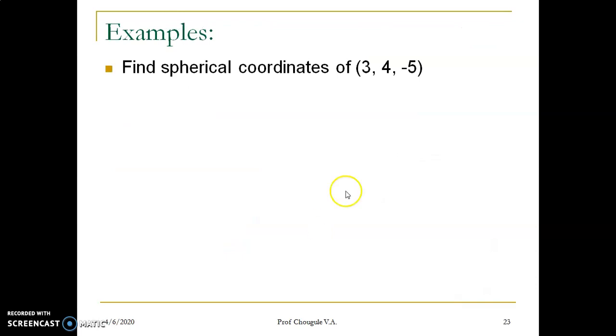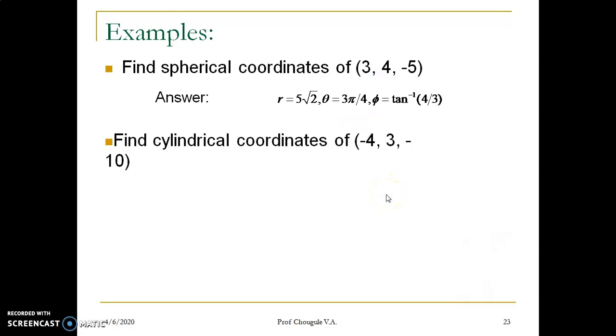For example, find the spherical coordinates of this. The answer will be this. And the cylindrical coordinates of this. The answer will be this.